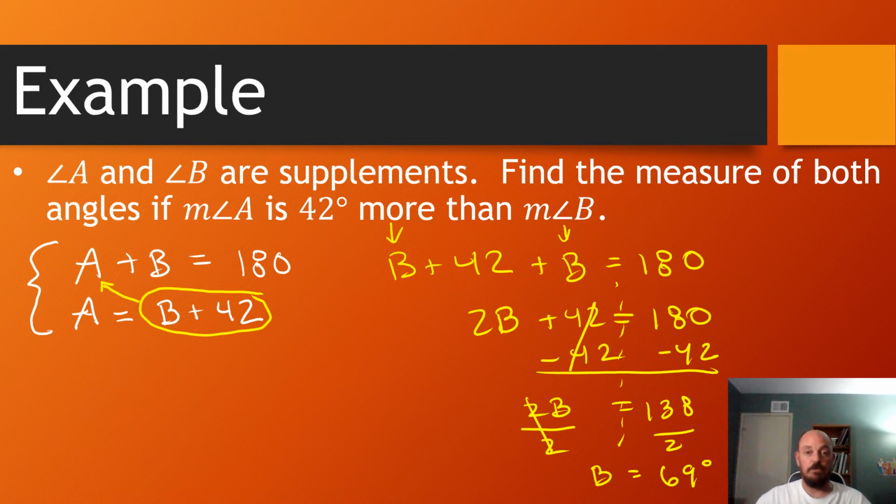So I asked you to find both. I said find the measure of both angles. One of them, B, is 69 degrees. Once you know that, we can go back to our system of equations and put it in to find the other. So let's plug that 69 in right there. We get A equals 69 plus 42, which would be 111.